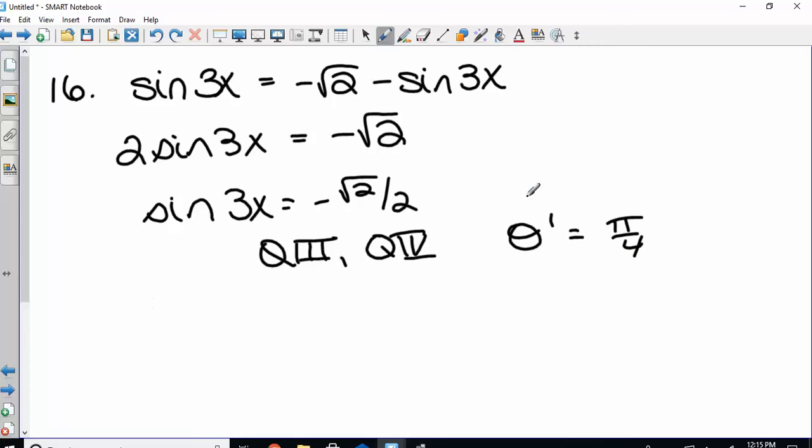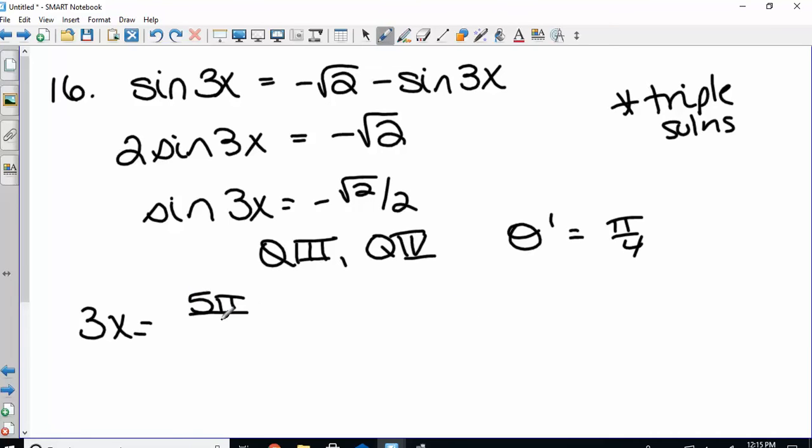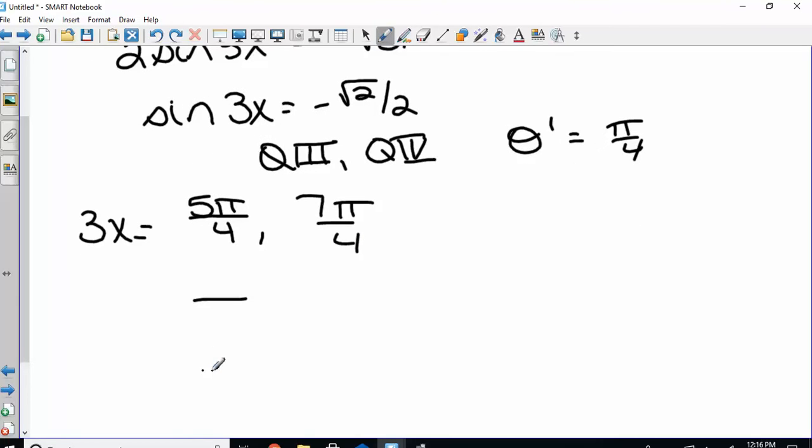The 3x tells me what? So in quadrant 3, we would have 5 pi over 4 and 7 pi over 4. So I got 2 answers, so if I want triple the answers, we have to have 2 more for each of those. How do you get the remaining ones? Add 2 pi. Okay. If you use your calculator, don't put in pi. Do pi over 4 plus 2.